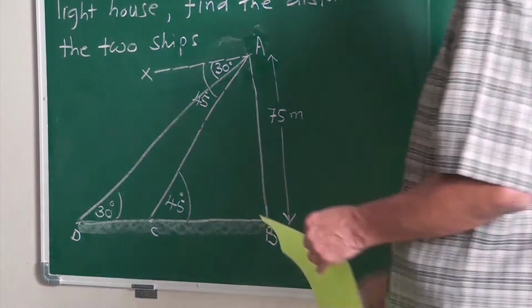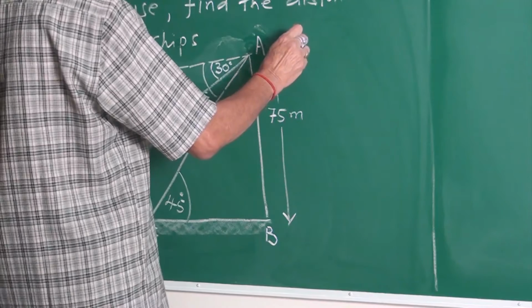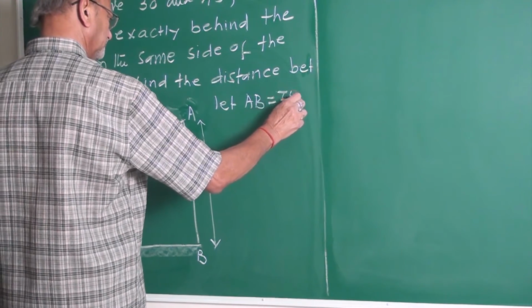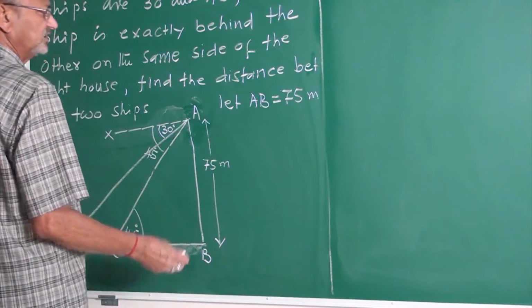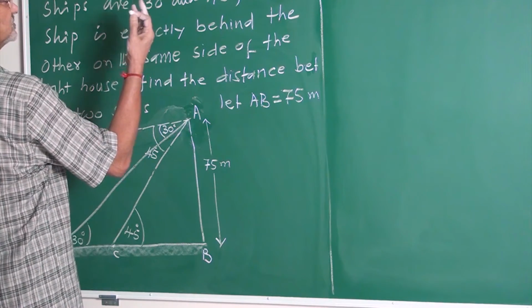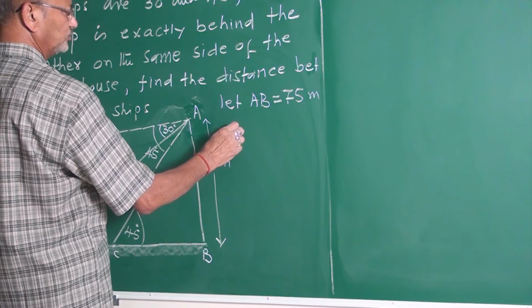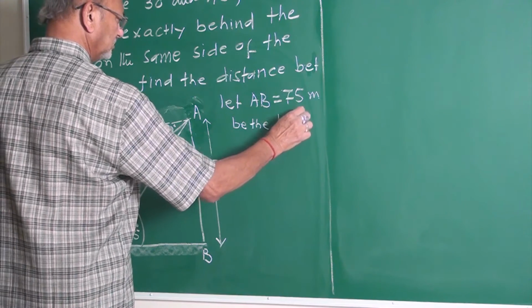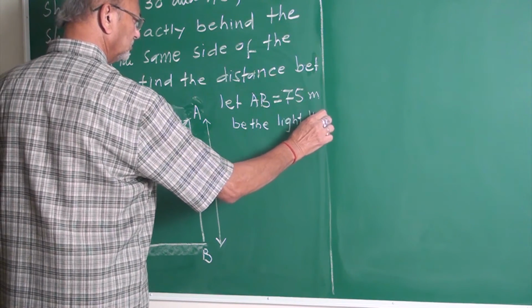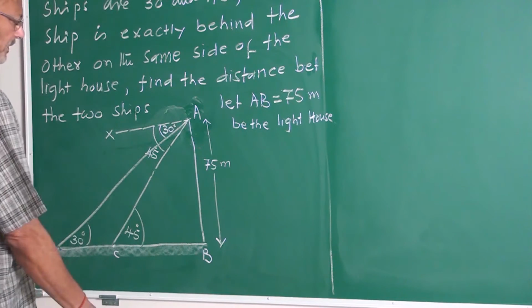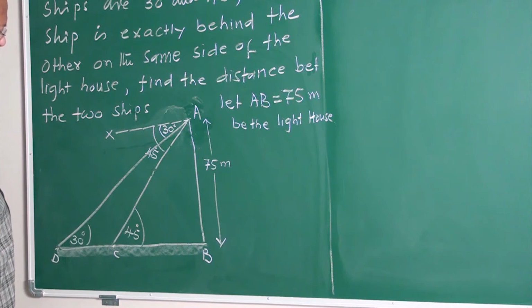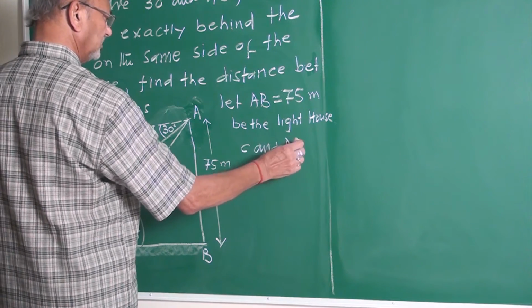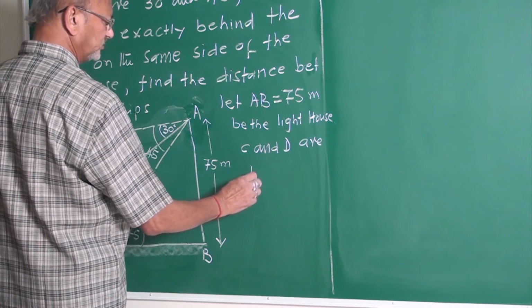First, write the things down. Let AB (75 meters) be the lighthouse. Then C and D are ships, two ships.